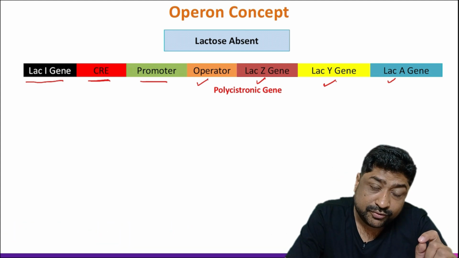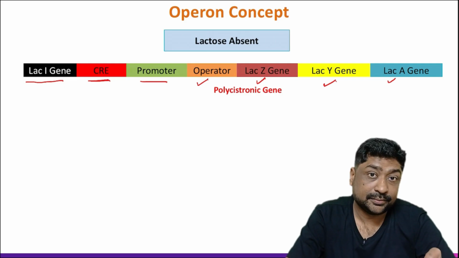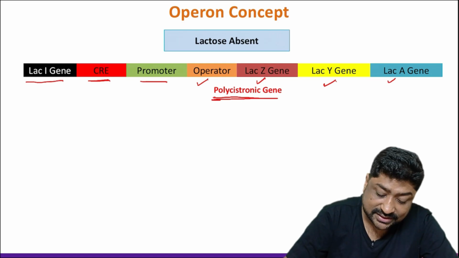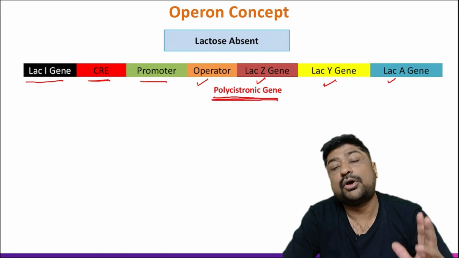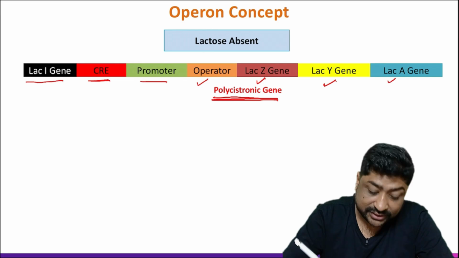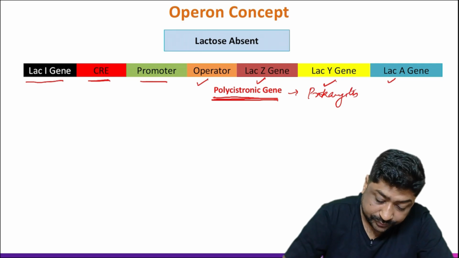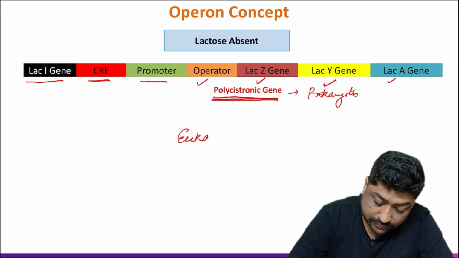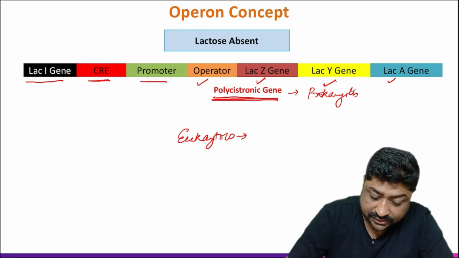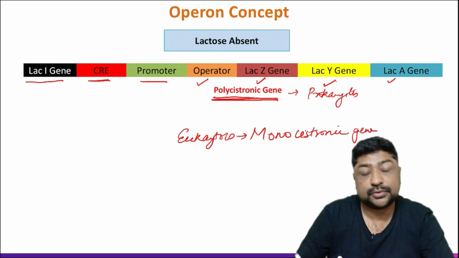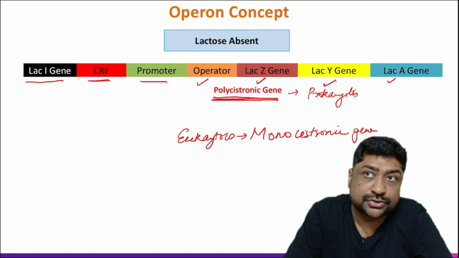Now, one very important concept you have to understand here is that this is an example of a polycistronic gene. What is a polycistronic gene? This is essentially seen in prokaryotes. In eukaryotes, you will see a monocistronic gene. So what is a polycistronic gene? What is a monocistronic gene?